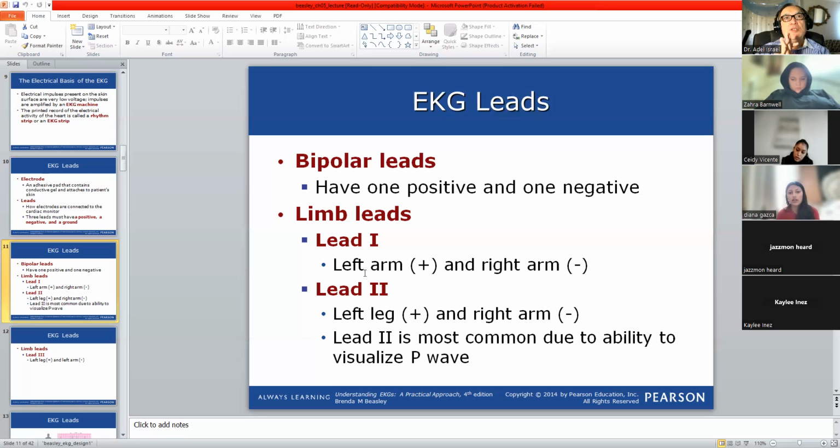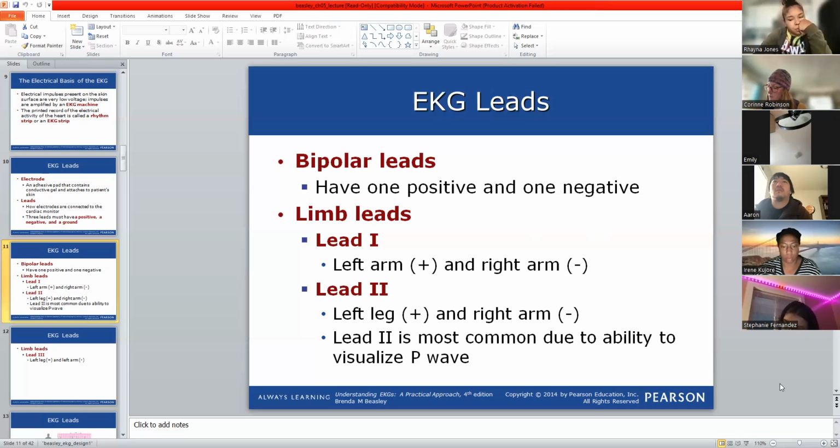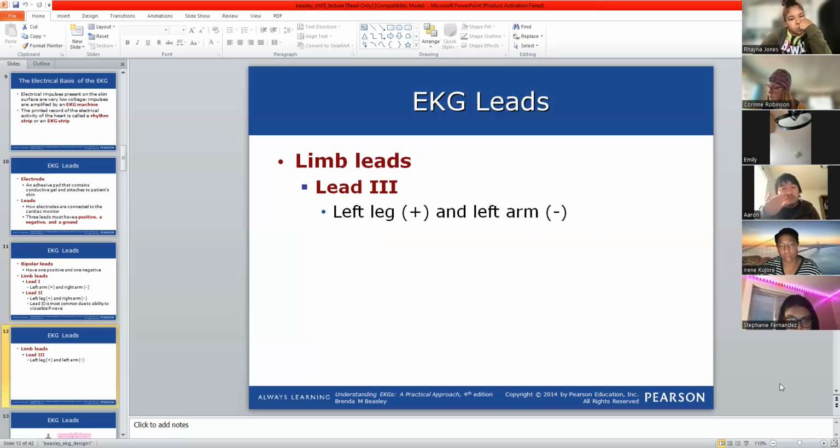And if you notice, I didn't mention the right leg. Why? I told you last time that the right leg is ground, or all the time it is neutral, if you are following me. Okay? Any questions so far?